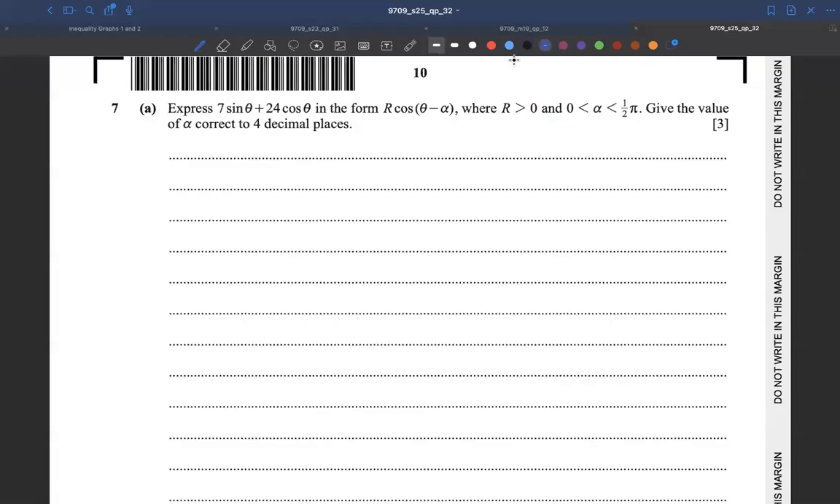In question number 7, part A, we have to express 7 sine plus 24 cos in the form r cos of theta minus alpha, giving the value of alpha correct to 4 decimal places. Now, in the first step, we know that r is the square root of a squared plus b squared. So that would be equal to the square root of 7 squared plus 24 squared. Substituting this in the calculator, that would be equal to 25.